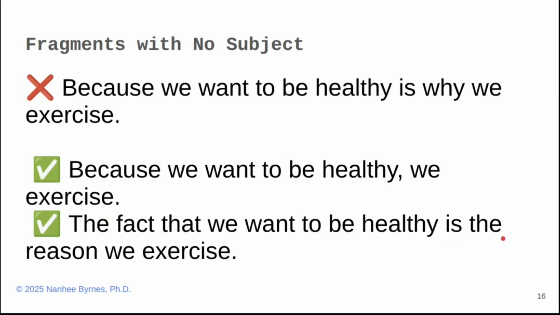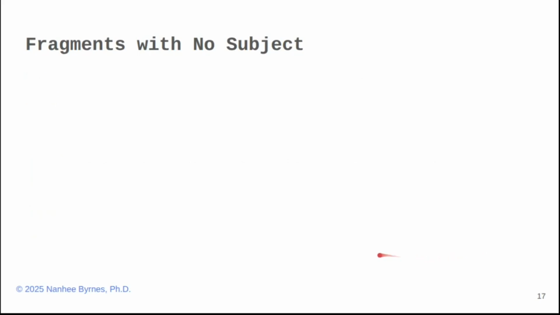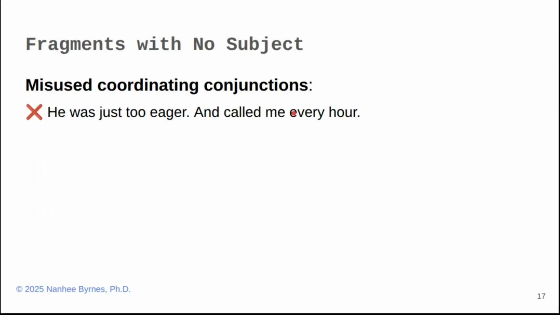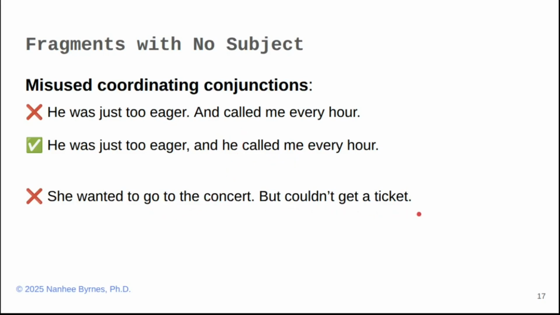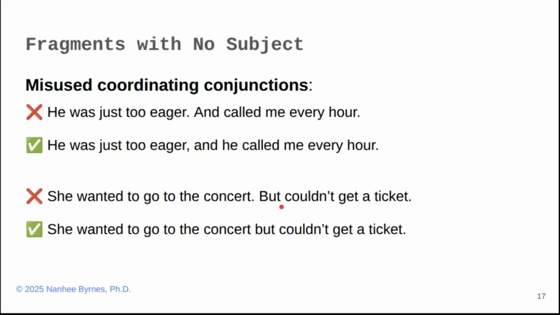Fragments also appear when coordinating conjunctions are misused. Coordinating conjunctions, words like and or but, can join two clauses when the subject is omitted in one clause. But if you separate them into two sentences, you must restore the missing subject. For example, he was just too eager and called me every hour. That second part is incomplete. To correct it, he was just too eager and he called me every hour. Another example, she wanted to go to the concert, but couldn't get a ticket. The fix is, she wanted to go to the concert, but she couldn't get a ticket.